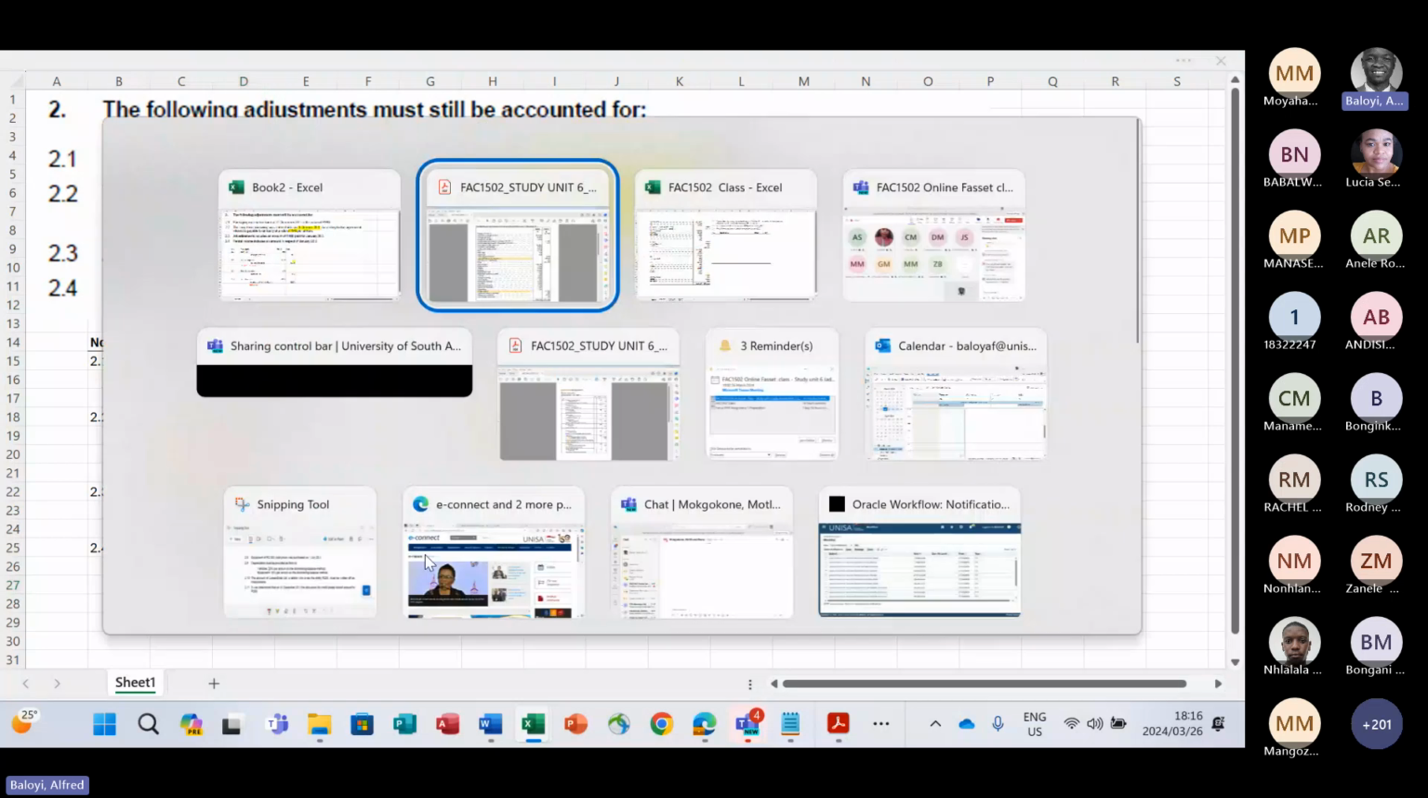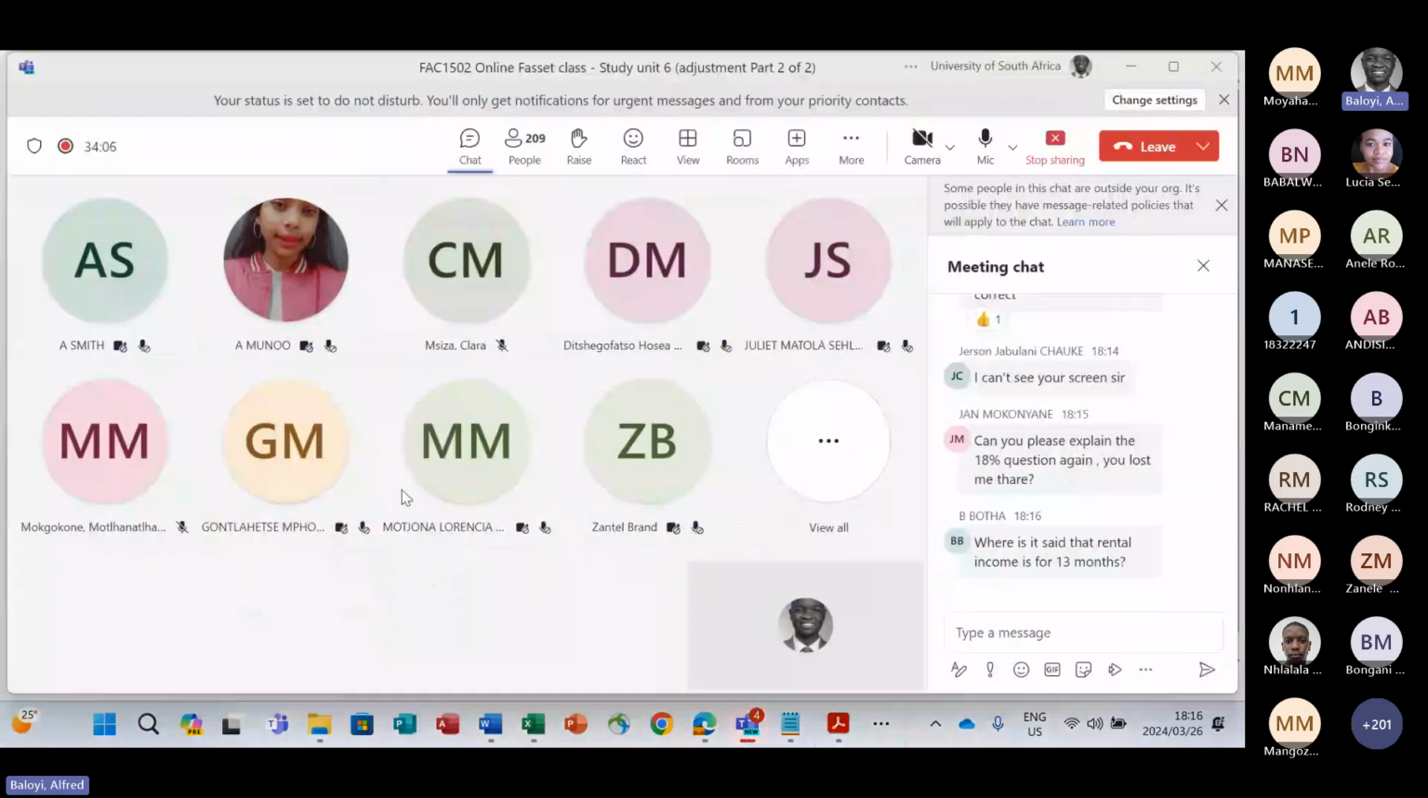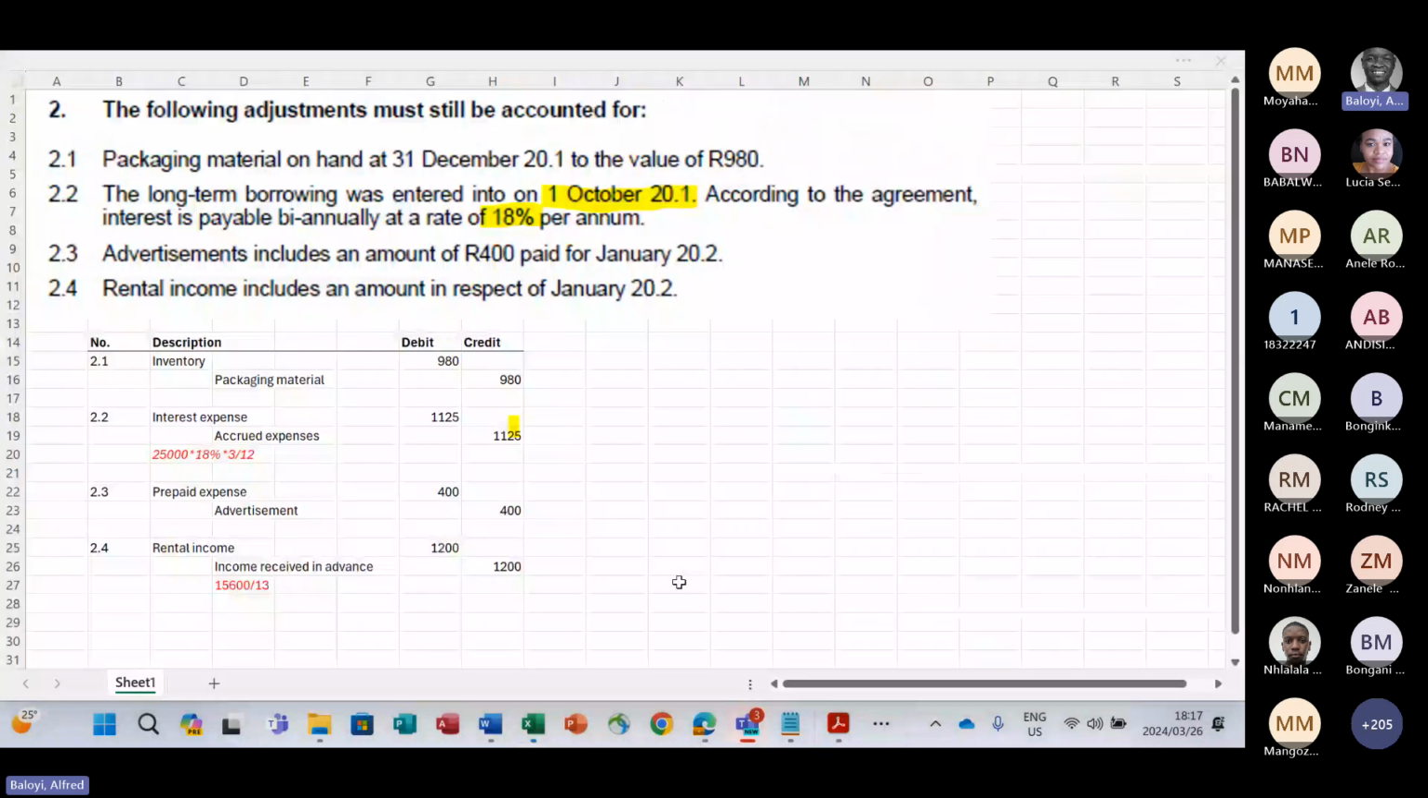Why is it said that rental income is for 13 months? I see B. Potter is asking a question. So basically, this question didn't state it explicitly, but the question would guide you if the rent was for less than 12 months.